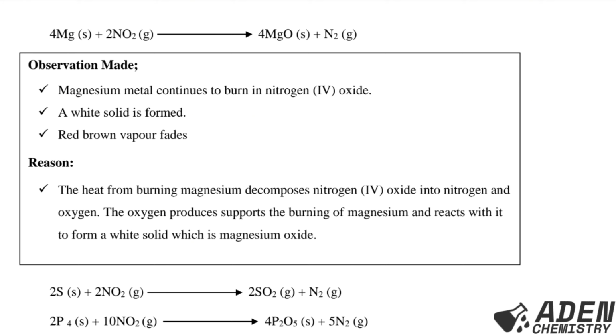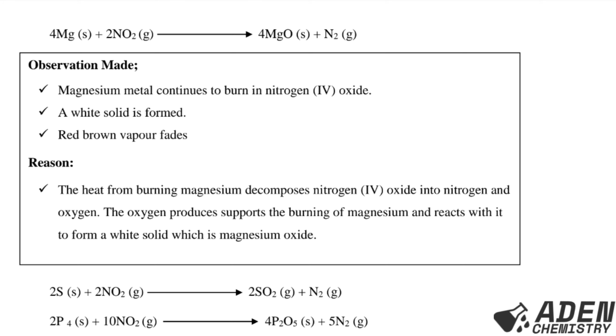In this reaction, magnesium is the reducing agent because it reduces nitrogen peroxide into nitrogen gas, while itself gets oxidized to magnesium oxide. The oxidizing agent in this reaction is nitrogen peroxide because it oxidizes magnesium to magnesium oxide, while itself gets reduced to nitrogen gas. So what are the observations made?